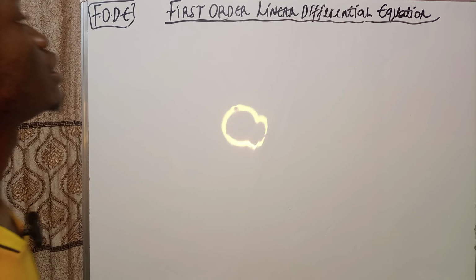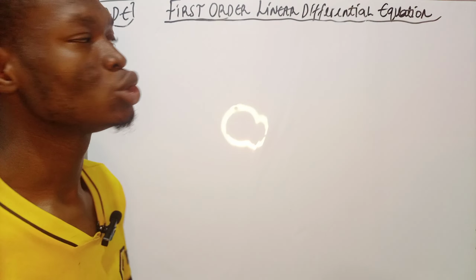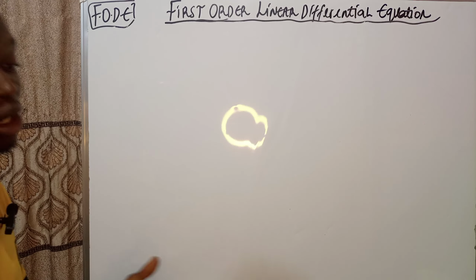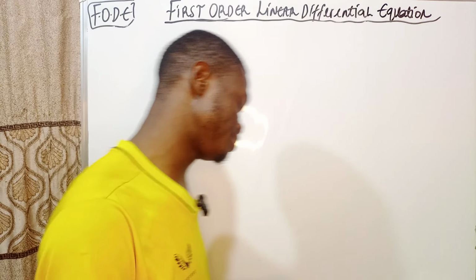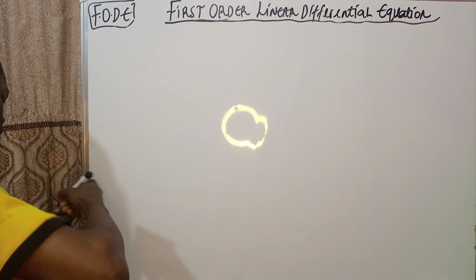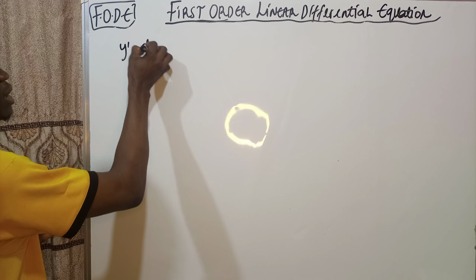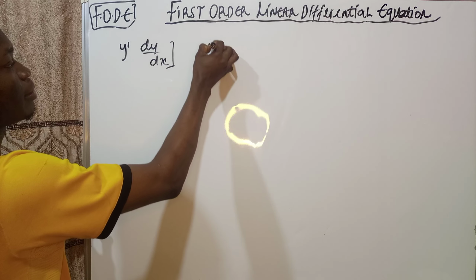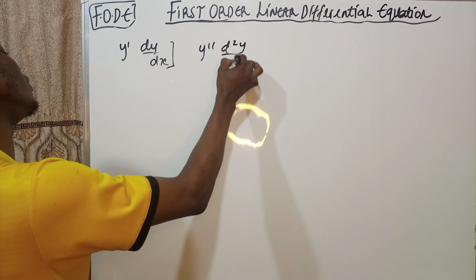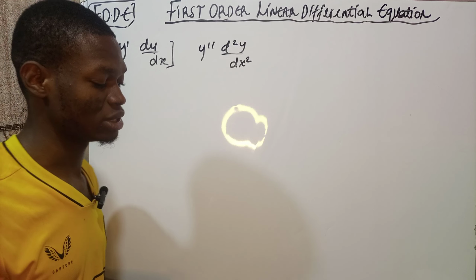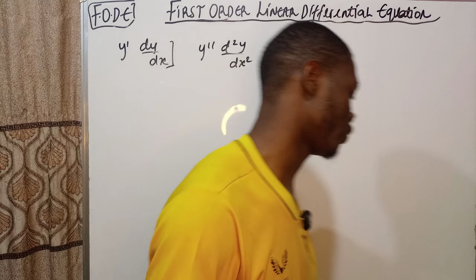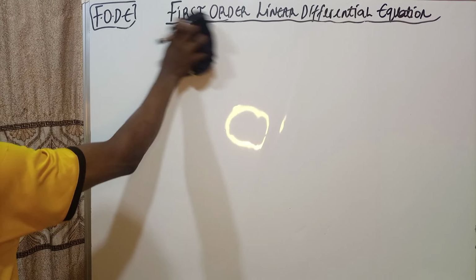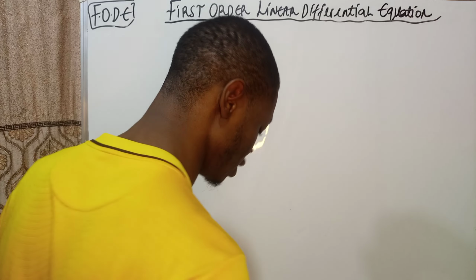Today, we are going to talk about first order linear differential equation. So, what is first order linear differential equation? In our calculus, we used to have y prime, or you can call it dy over dx. This is known as first order. Then you have y double prime, d squared y all over dx squared. This is known as second order, and so forth. So, first order linear differential equation.